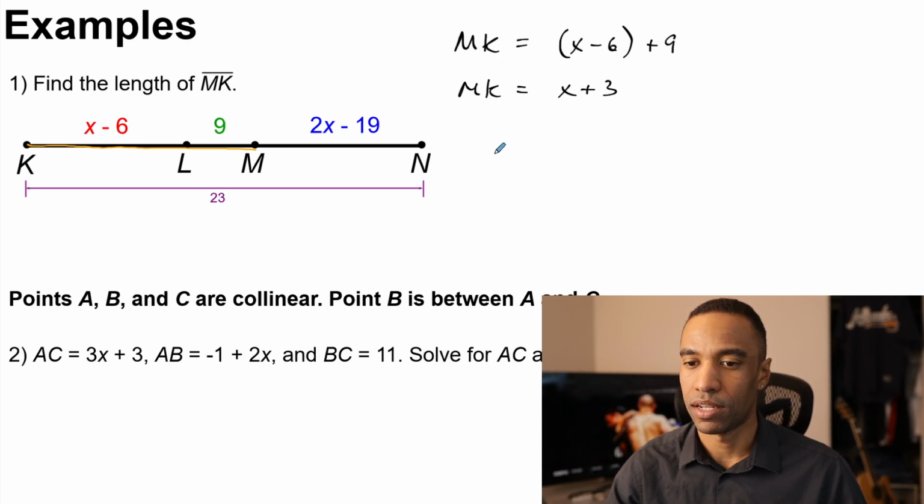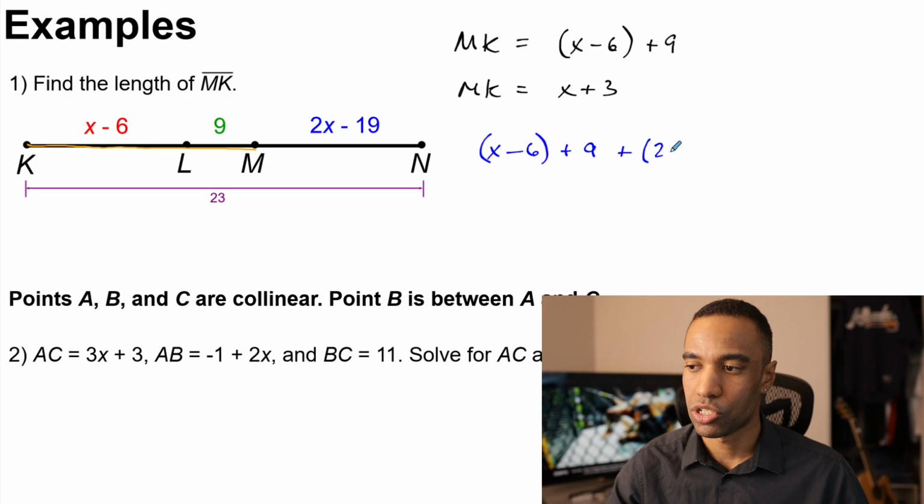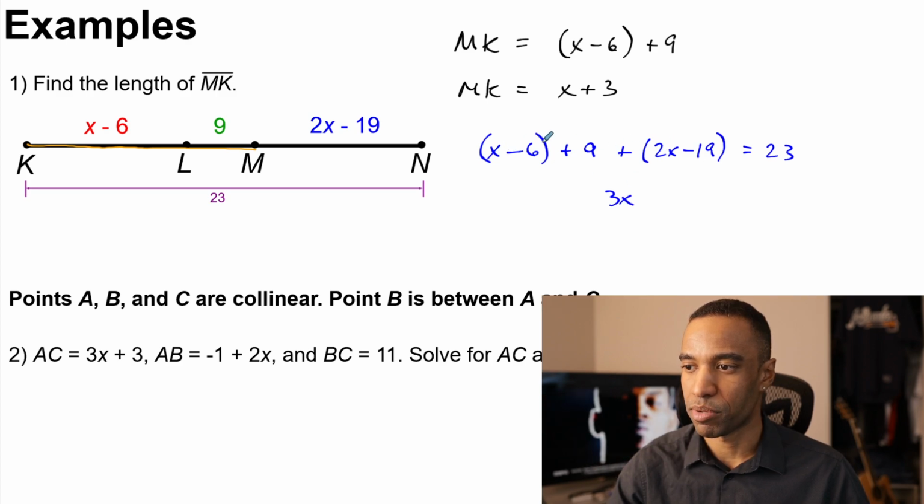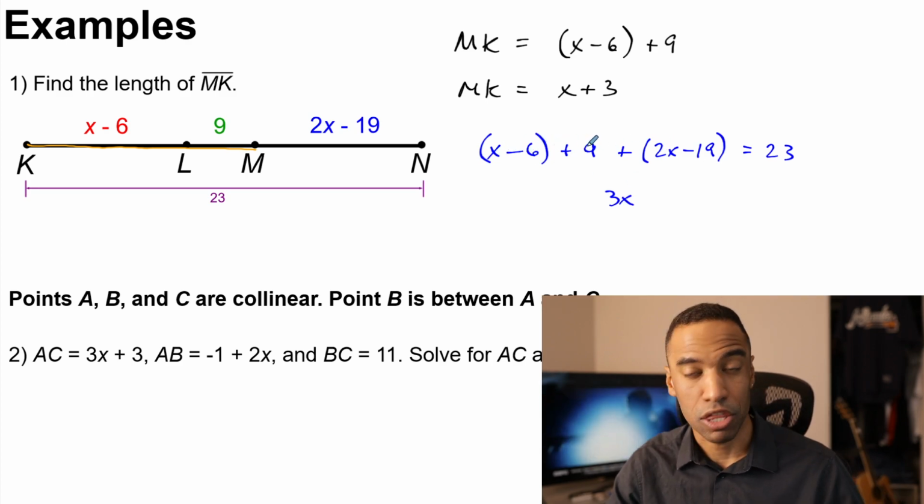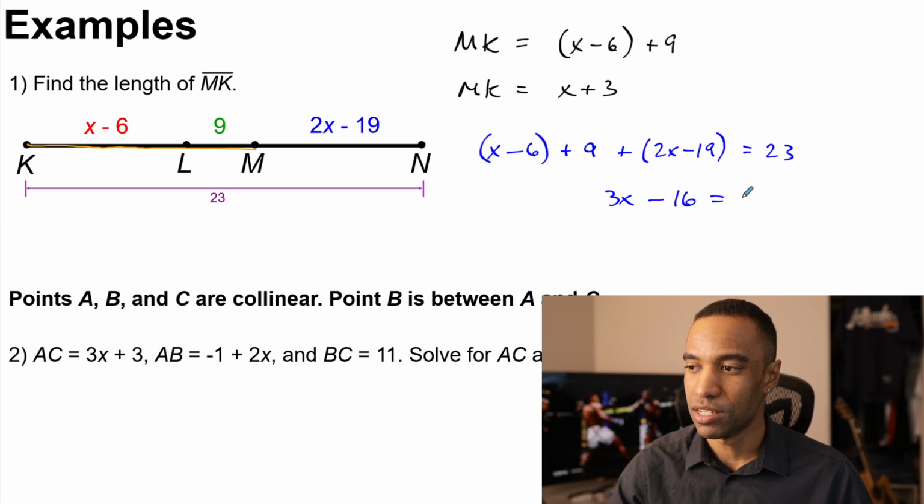So here I can write x minus 6 plus 9 plus 2x minus 19 equals 23. Combine like terms, I get 3x, that's the x plus 2x. Negative 6 plus 9 is 3. Minus 19 is negative 16.